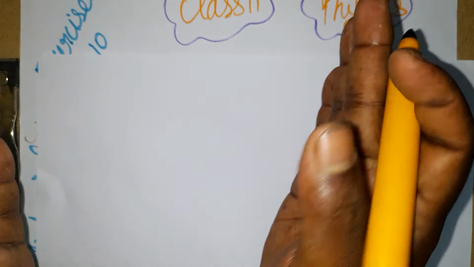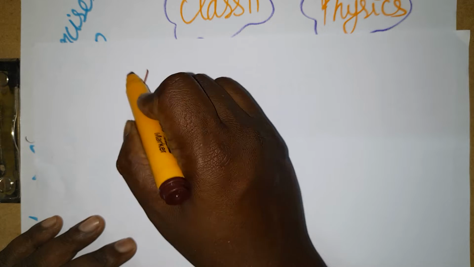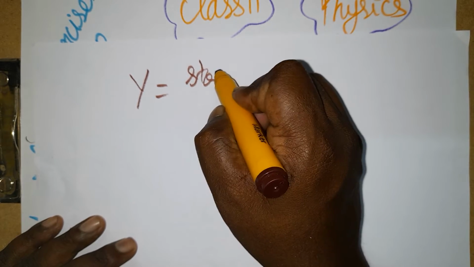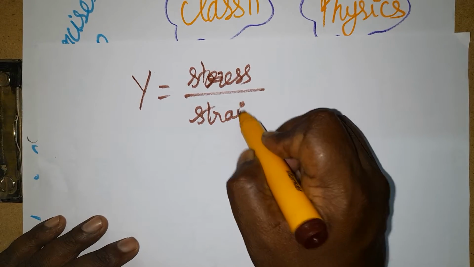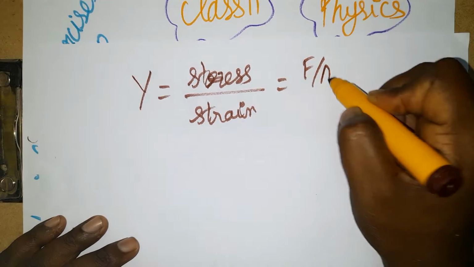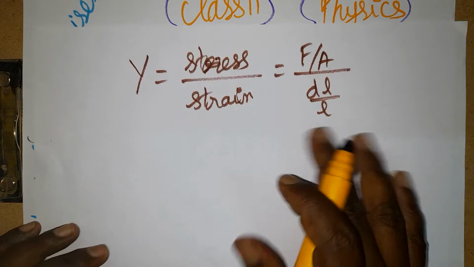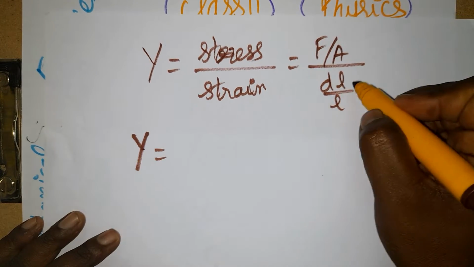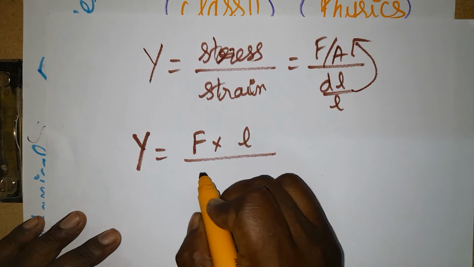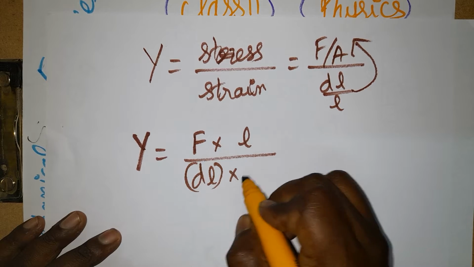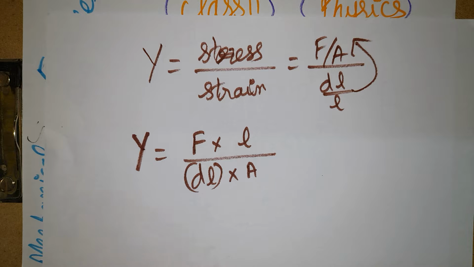First we will see the relation between Young's modulus and diameter. Young's modulus is equal to stress by strain. Stress is force per unit area. Strain is change in length by original length. Modifying this equation, in the numerator we get force into length, divided by change in length into area. They only want the diameter ratio, so the other things will be constant for all 3 wires.